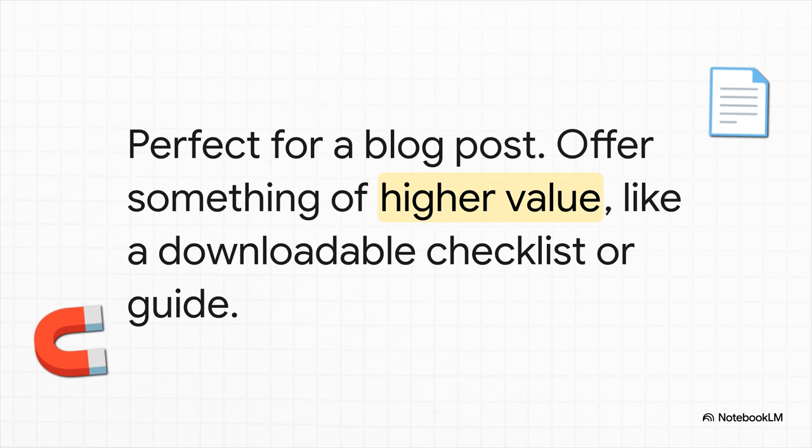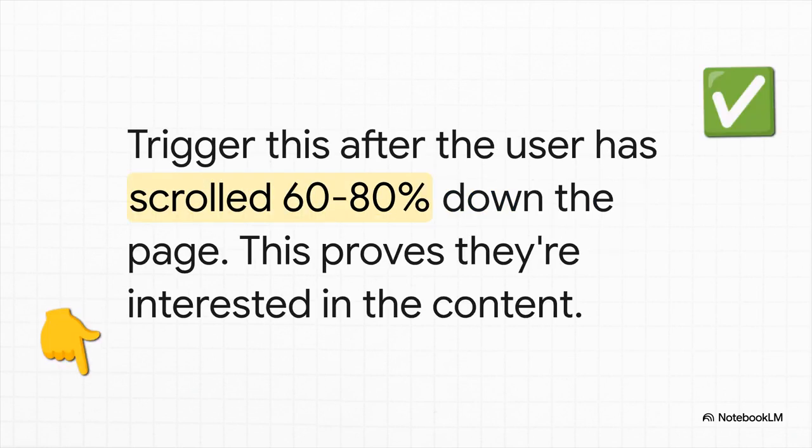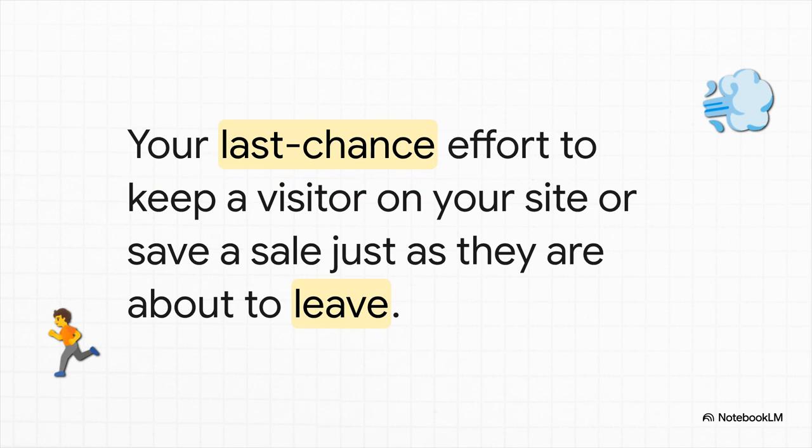Okay, play number two, the lead magnet. This one is perfect for something like a blog post or a deep dive article, a place where you can offer something really valuable, like a free PDF guide or a checklist related to what they're reading. Now, the trigger for this one is super smart. It's based on engagement. You wait until someone has scrolled most of the way down the page. Why? Well, it proves they're actually invested in the content. So when your offer for more info pops up, it feels less like an interruption and more like a helpful next step.